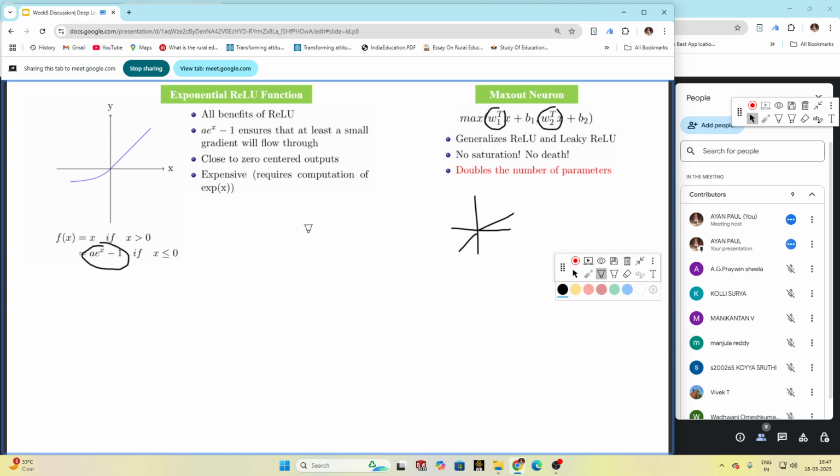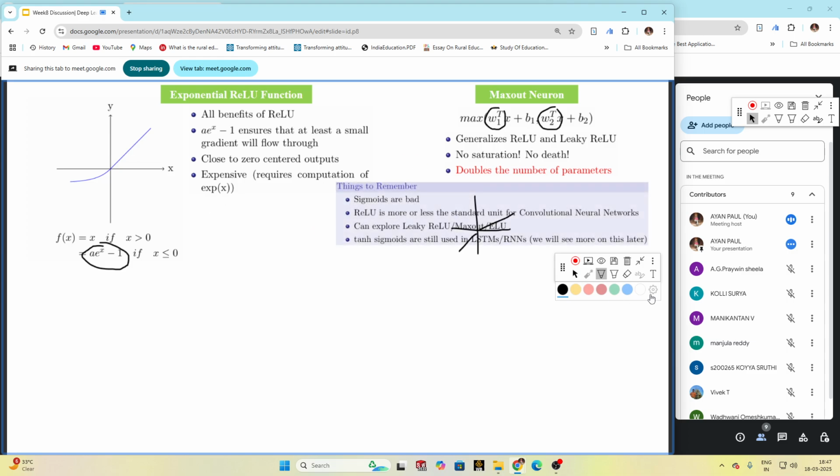So these are the summary of this. First, sigmoid is bad. Second, ReLU is more or less the standard unit for the convolutional neural network. You can explore leaky ReLU or maxout ReLU, and then tanh and sigmoid are still used in LSTM or RNN. This we will see later, but these are the three things.